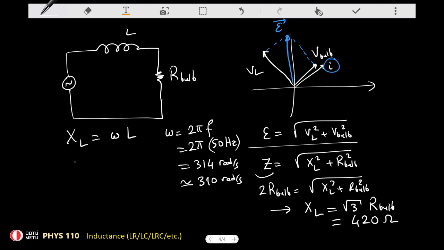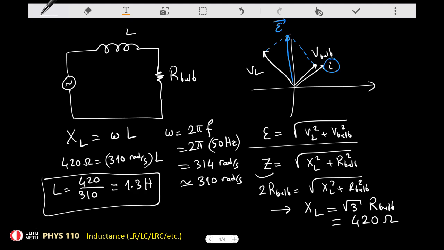Okay. So inductive reactance is 420 ohms. Angular frequency is 310 radians per second. So inductance should be like that. So the inductance therefore is the ratio of these two numbers. And it appears that this is equal to 1.3 Henry. Okay, so this is the answer to the question. So what's the value of the device parameter? The inductance of the inductor should be 1.3 Henry.